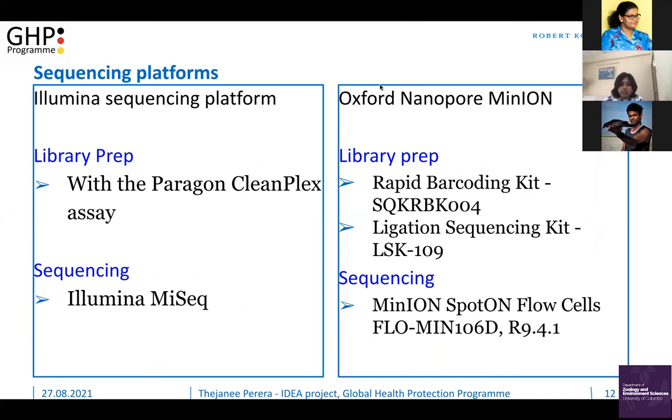So they have compared the two sequencing platforms, the Illumina sequencing platform and the Oxford Nanopore sequencing platform. The library prep for Illumina, they used the Paragon Twinplex assay and did the sequencing on MiSeq. And for the Oxford Nanopore technique, they have prepared the library using two kits, a rapid barcoding kit and a ligation sequencing kit, and then they did a comparison between the kits, and they did the sequencing using a SpotON flow cell.